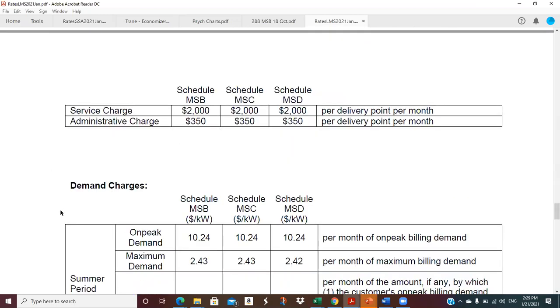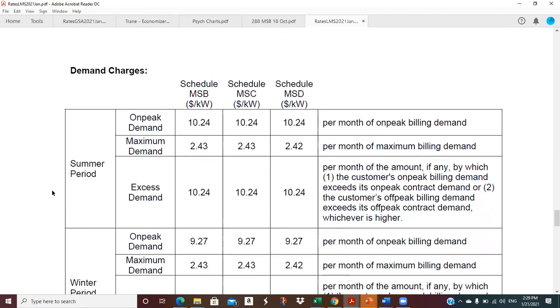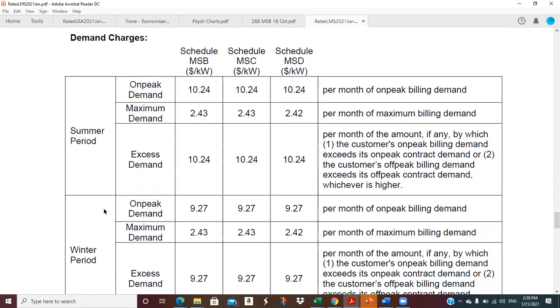So there you go. Service charge, admin charge per meter. On peak, oh, look, the numbers are better. Pretty much the same. Okay, so they're going to have an on-peak time and an off-peak time. The on-peak will be 6 hours, and it will be adjusted differently in the summer and the winter. It's the 6 hours that they expect to have the grid peak.